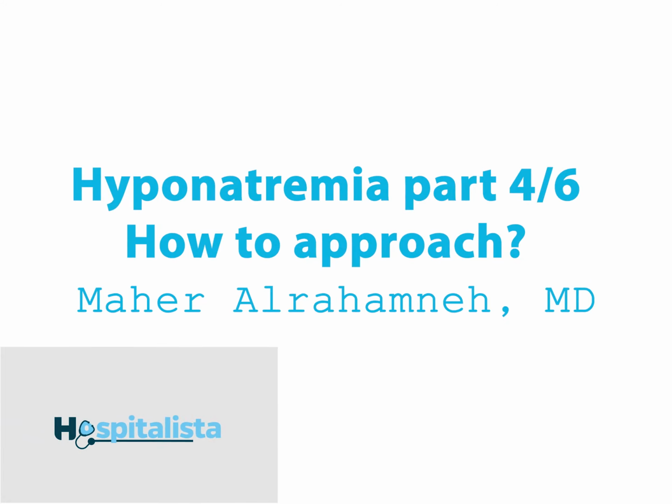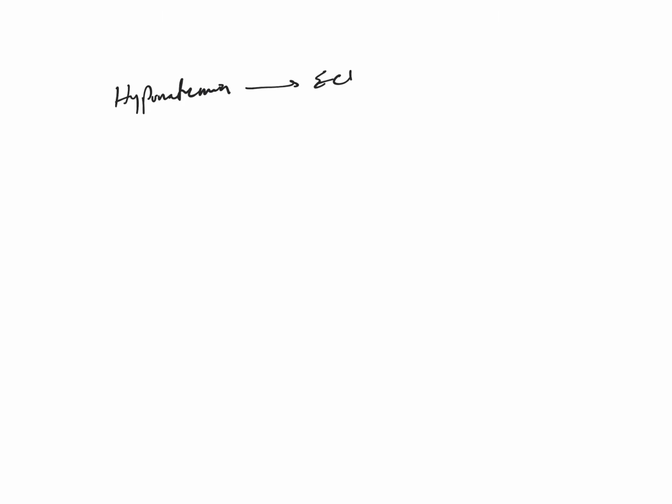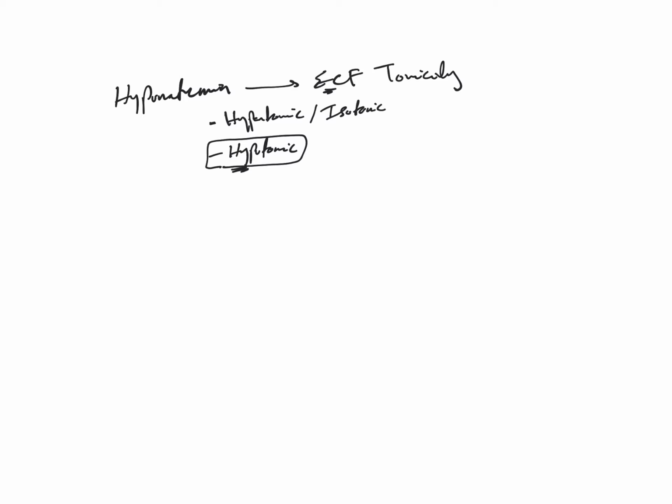Okay, based on the discussion we have so far, you've seen that hyponatremia can be divided based on ECF, extracellular fluid tonicity, into hypertonic, isotonic, and hypotonic. The most common type in clinical practice, the massive majority of cases, is hypotonic hyponatremia. So the first step in assessing hyponatremia is deciding which one you are dealing with: hypertonic, isotonic, or hypotonic.